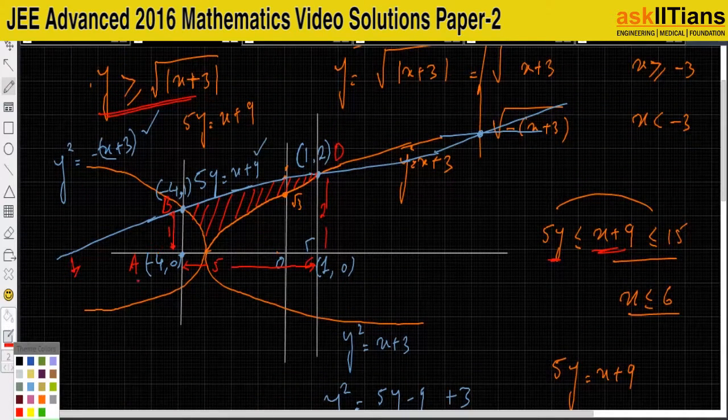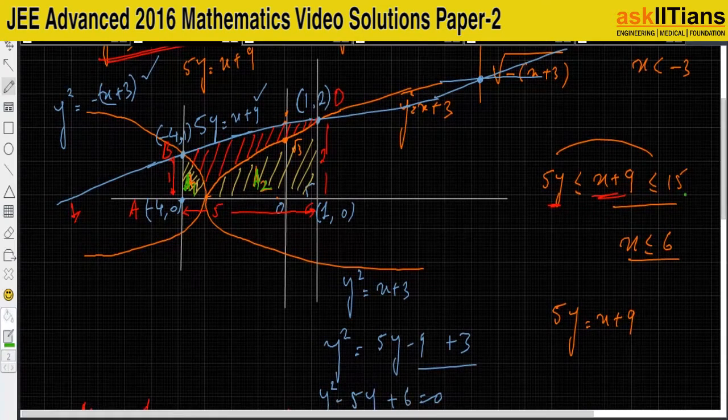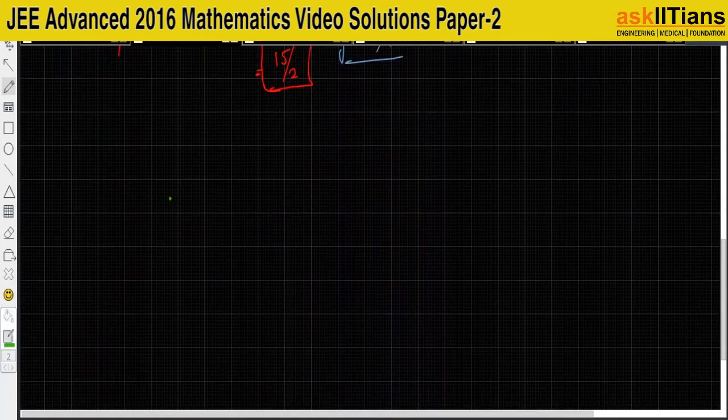Which areas? One is this region. I need to subtract this region, and I need to subtract this region. So let me say this area is A1, and this area is A2. Alright, so I need to find out both these areas, A1 and A2. So what will be A1? A1 is this curve, right? Area under this curve.